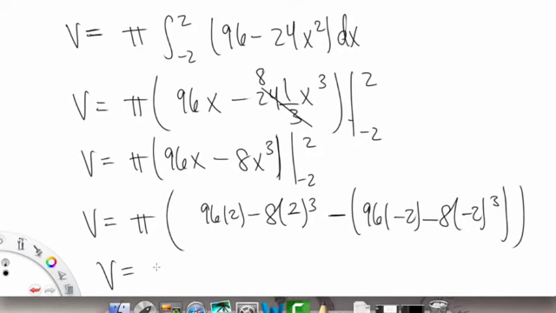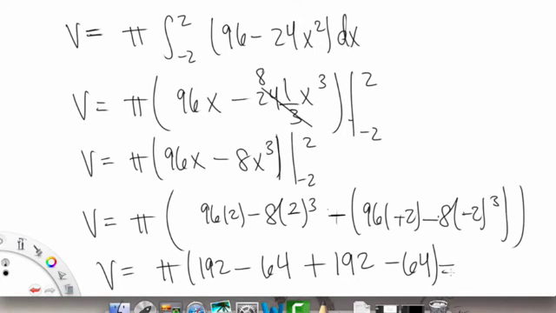Okay, so then we have V is equal to pi times, and 96 times 2 is a 192, and then we have 8 times another 8, so that's a 64. Then this turns into plus because we have two minus signs, right? Well, no, we're going to end up with a minus because that's negative, negative, negative, so we have the minus for the second one. Anyway, so we have a plus 192, and then minus another 64. So when we calculate this all out, this is 256 pi. Okay?